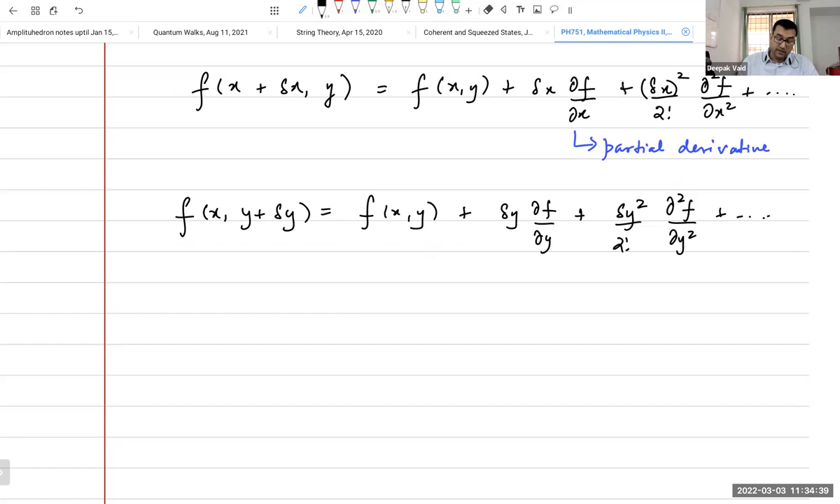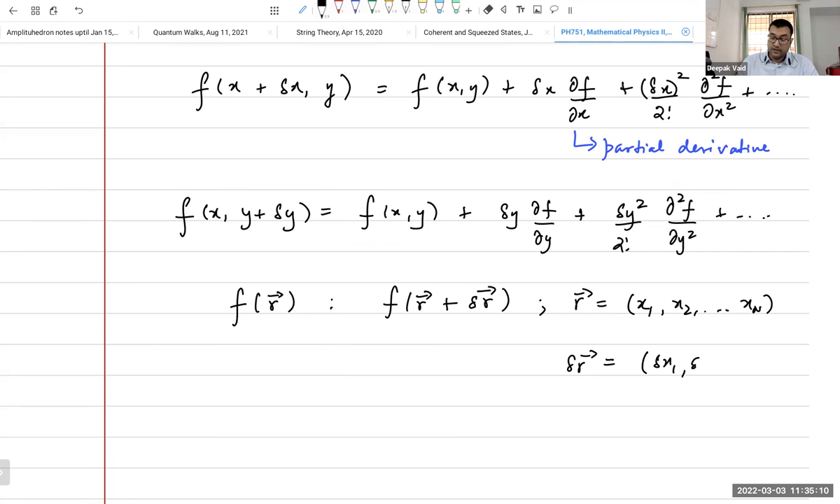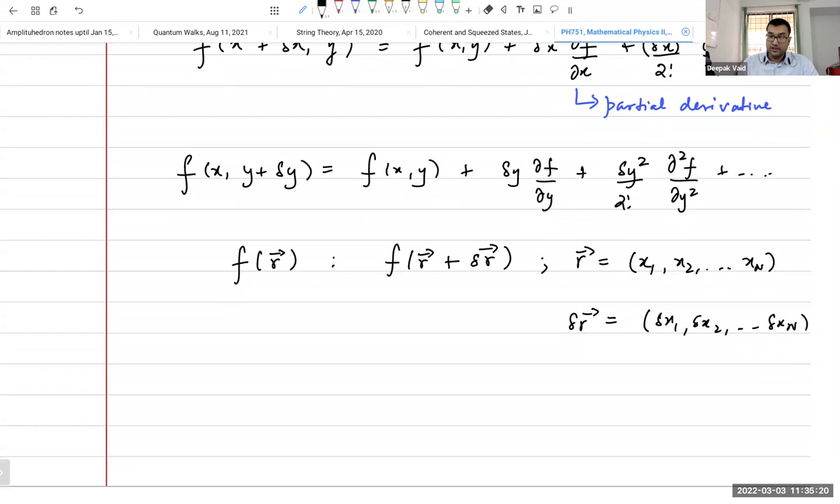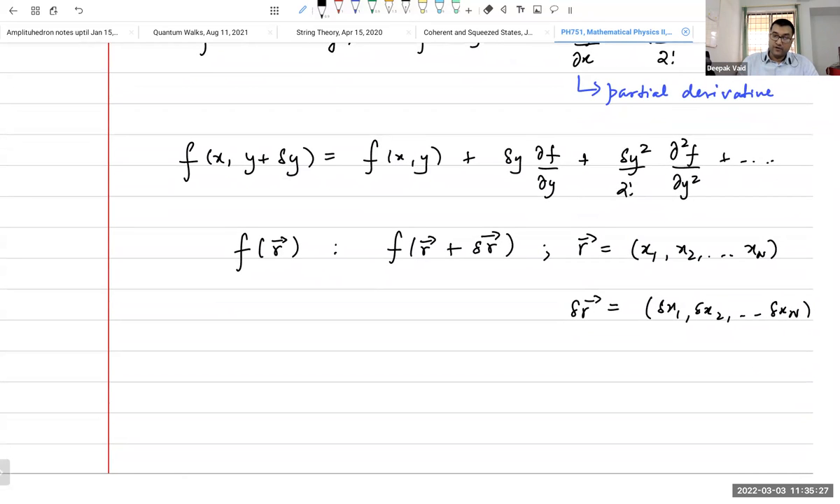Now, let me write a function of n variables. And then I will ask, what happens to the function when I change my n variables by some small amount? So r is x1, x2, up to xn. Delta r is delta x1, delta x2, up to delta xn. Don't be worried that I'm suddenly going from one and two variables to n variables. The notation will make things clear, I think. So f of r plus delta r.